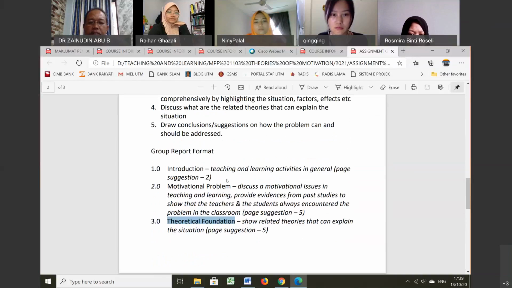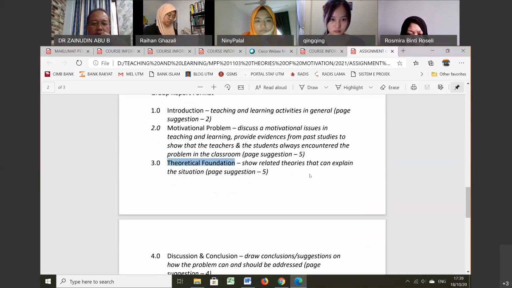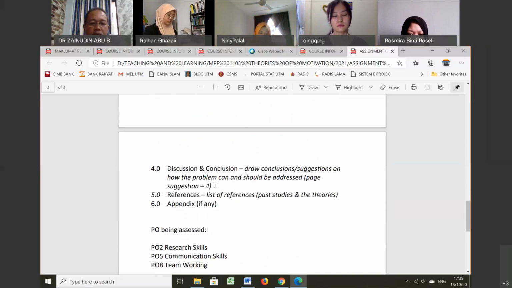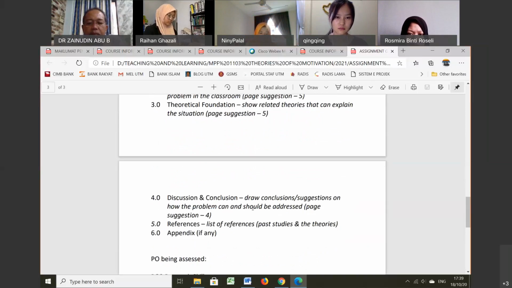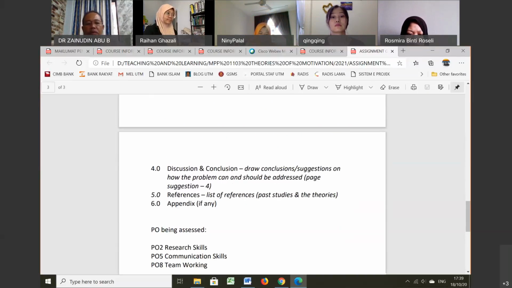I have suggested pages here as well for the introduction, teaching and learning activities in general, right? In general, this is a kind of simple practice for your research project 1 and 2, the simple exercises. And then for the motivational problems, the page suggestion is 5. And then theoretical foundation also 5. Sometimes you want to come up with a diagram, right? The theory with the diagram and so on. And then the discussion, the suggested pages is 4. So 5, 5, 10, 12, and 4, 16 pages, not including the references.